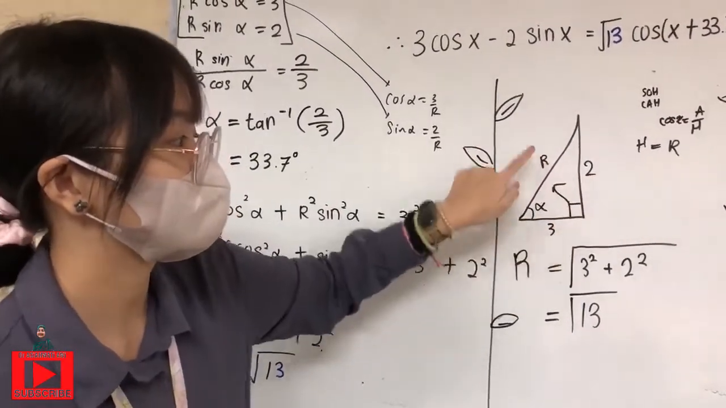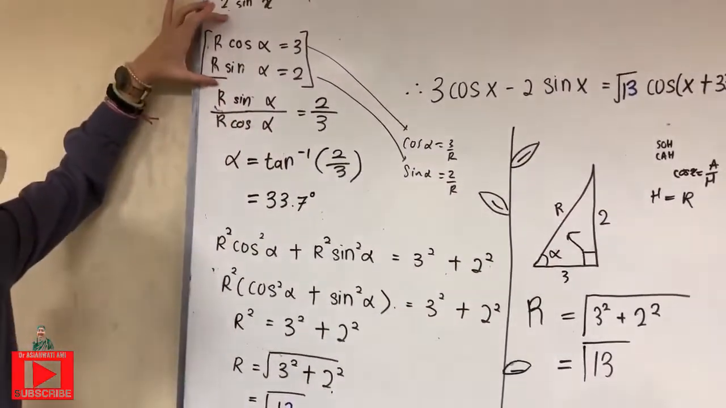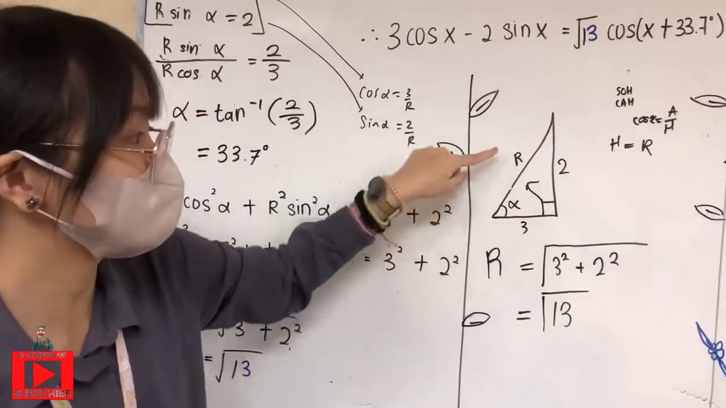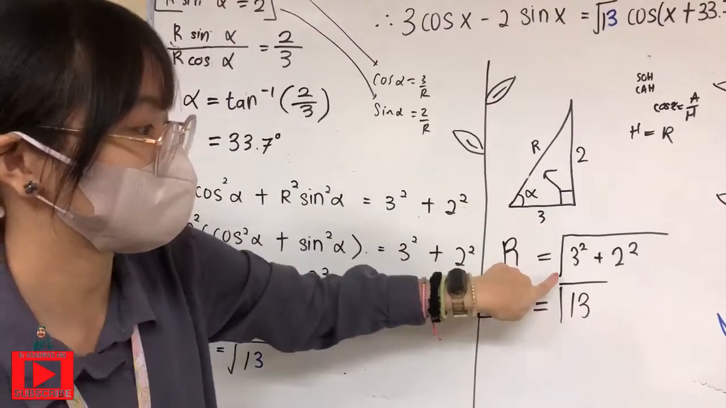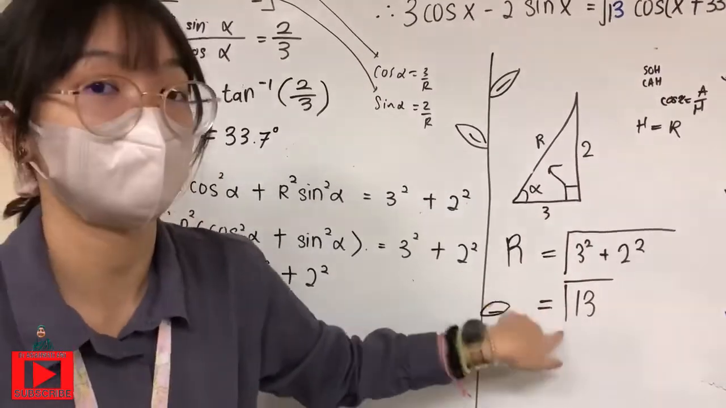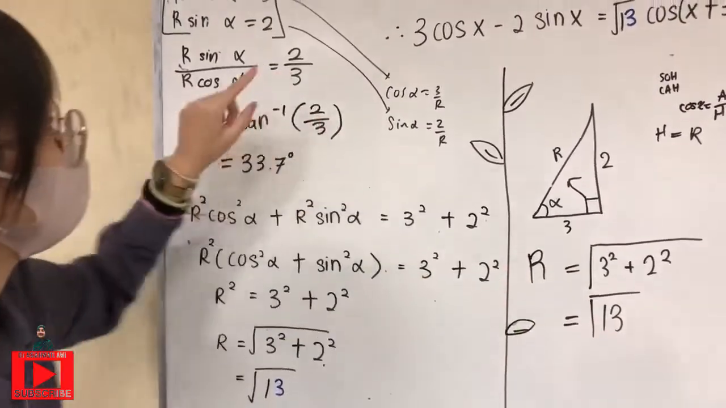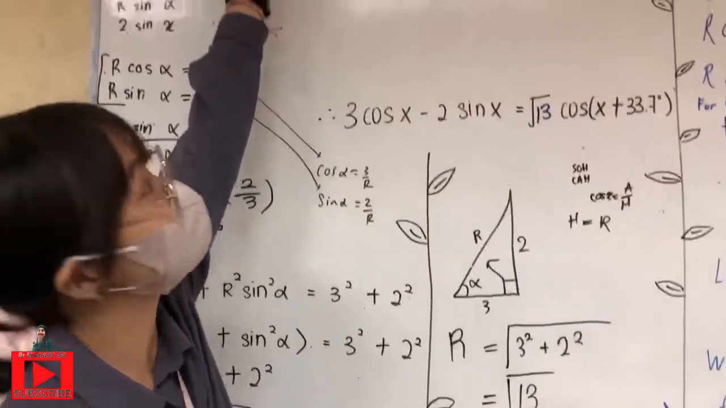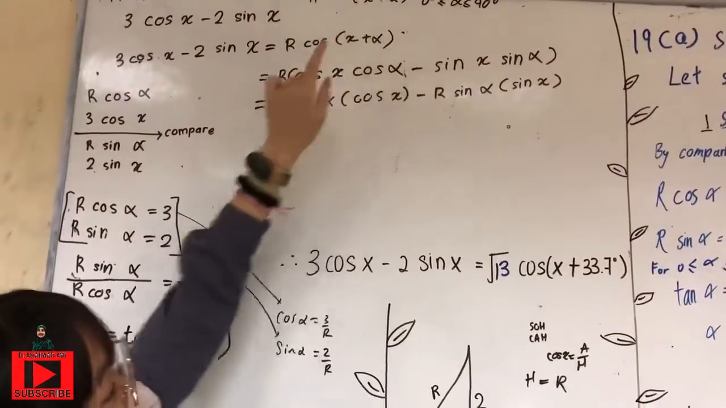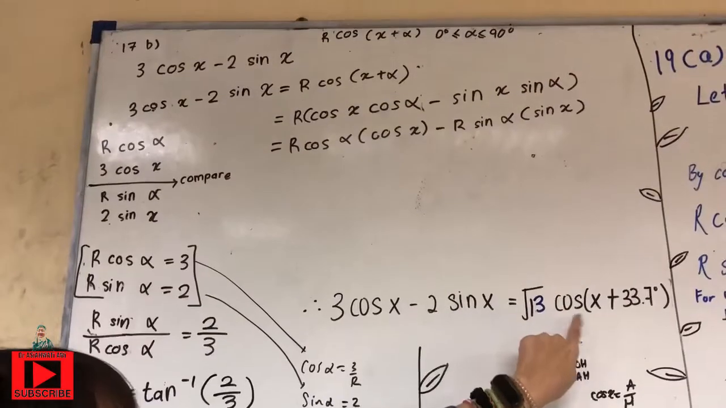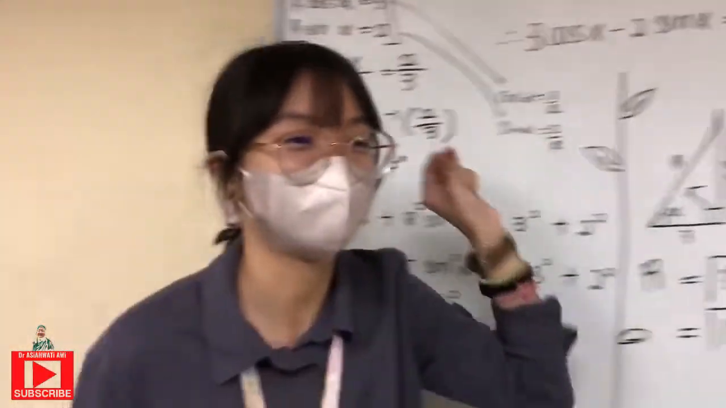We get this triangle from this equation. We use the SOH and CAH to draw this triangle. After that, to find the r, we can use Pythagoras theorem, which is square root of 3 square plus 2 square. Then we get r. After we get the r and the alpha, we substitute back into r cos(x plus alpha). So the question is equal to, this one is the r cos(x plus this one is alpha). Okay.